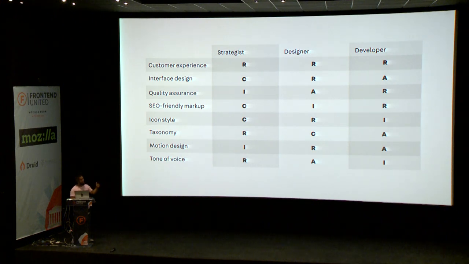You'll notice that some rows, like the top row, have everyone responsible. On this project, everyone, strategist, designer, and developer are responsible for the customer experience. That may be true for your project, it may not be. It changes from project to project, and that's okay. But like other things, icon style, for example, they might have some people that are responsible, say the designer, and some people that are just informed. Maybe the strategist is just informed of the icon style.